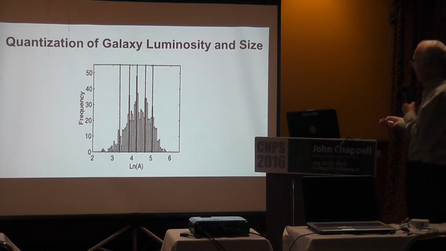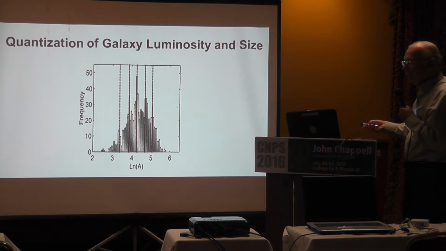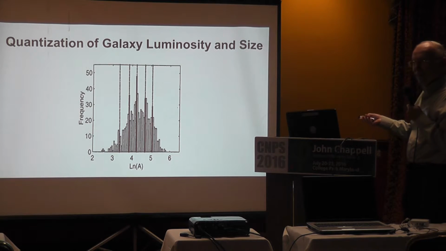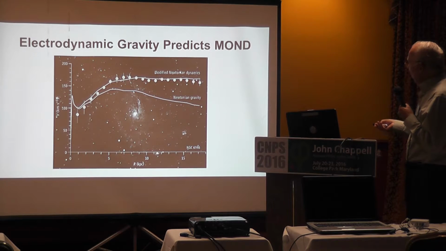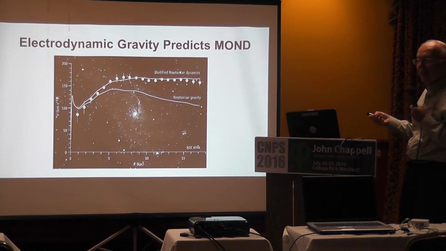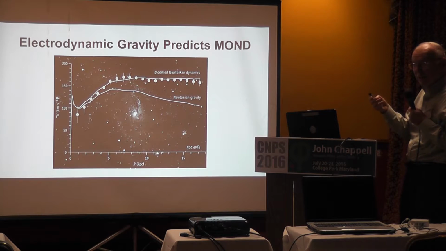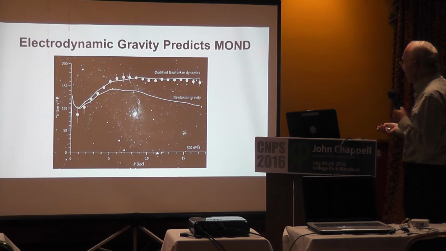This is the quantization of galaxy luminosity and size. And believe it or not, you can see Bode's law again. And so it's really amazing what you can get from the electrodynamic version of gravity. And so we're able to predict this value that Mordehai had. He never could predict it. He didn't know what caused the modification, but he was able to write a formula for it with a constant. And we predict not only the formula, but the constant from pure theory, no fitting data. So that's amazing.